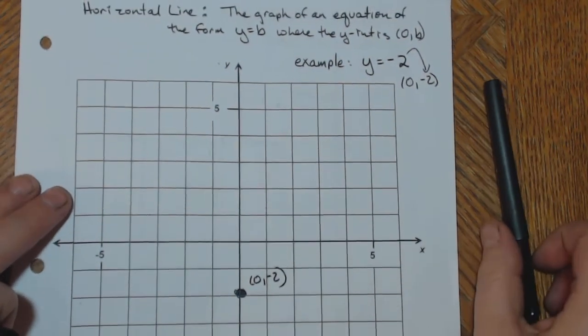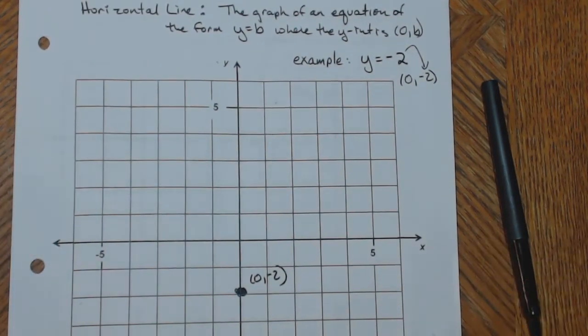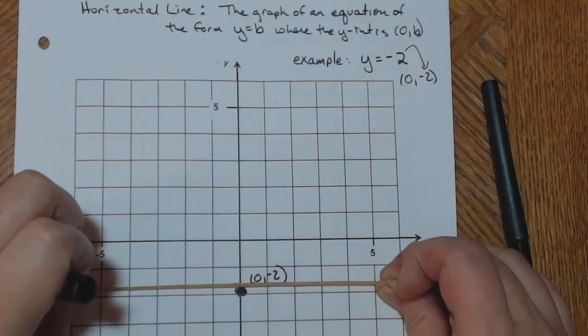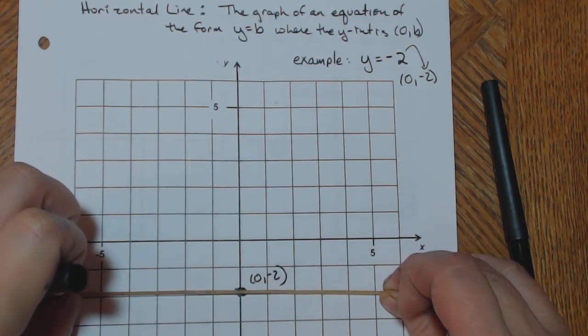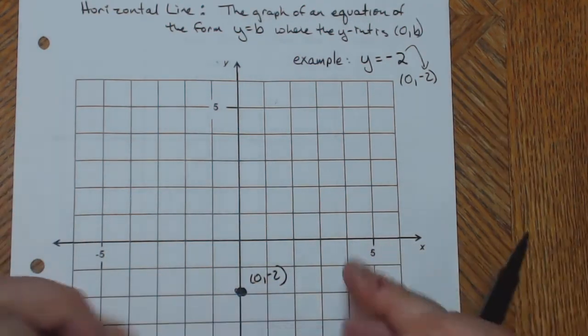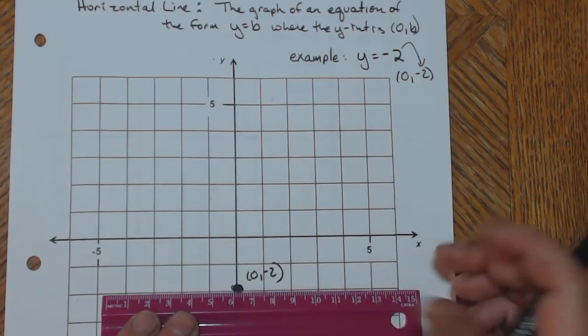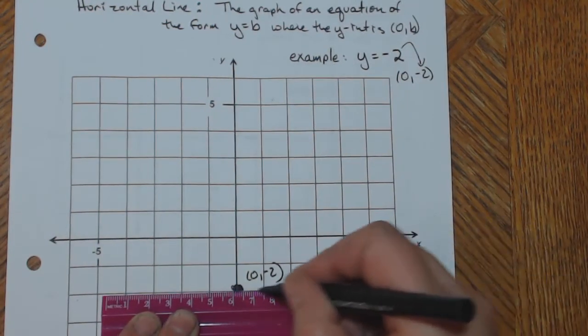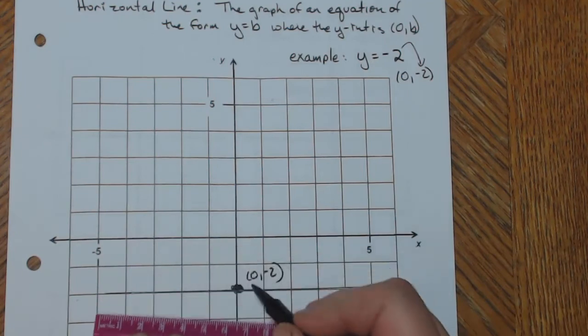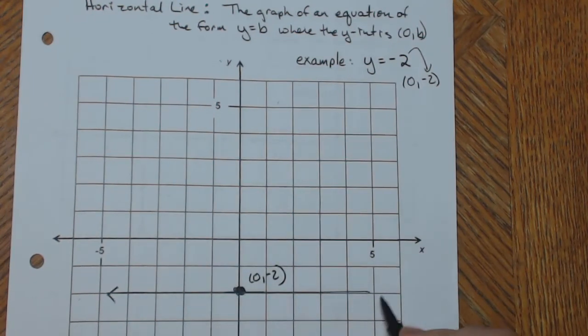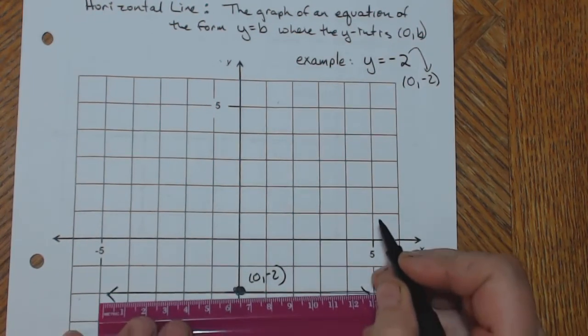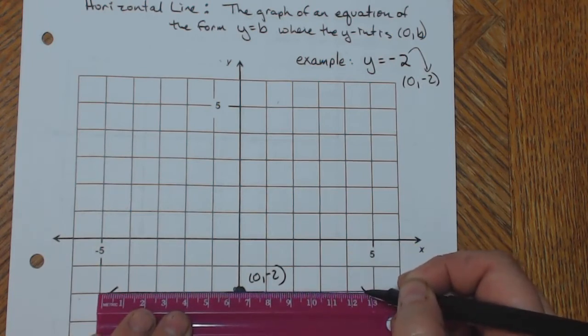And since it's a horizontal line, I know the line is going to go straight across like the horizon, right through that point. So I could draw that line through my gargantuan point. I kind of got carried away with my point there. And that is a horizontal line.